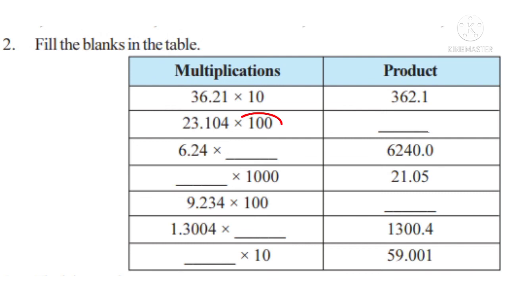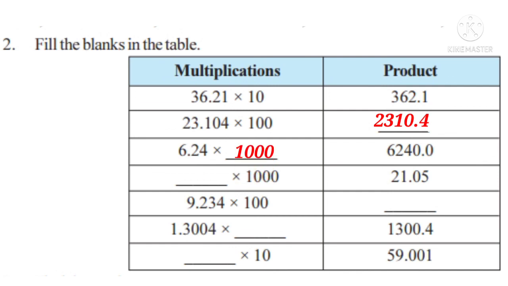23.104 into 100. Observe that there are two zeros in 100. So the decimal place should shift right side after two digits, that is from left side of 1 to after 1 0 we should put point. So 2310.4. Now third problem. Observe that the decimal place is on the left side of 2. Now on the right side it is shifted after 240, that is it is shifted 3 digits right side. So we should multiply 6.24 with a number which has 3 zeros after 1, that is 1000.